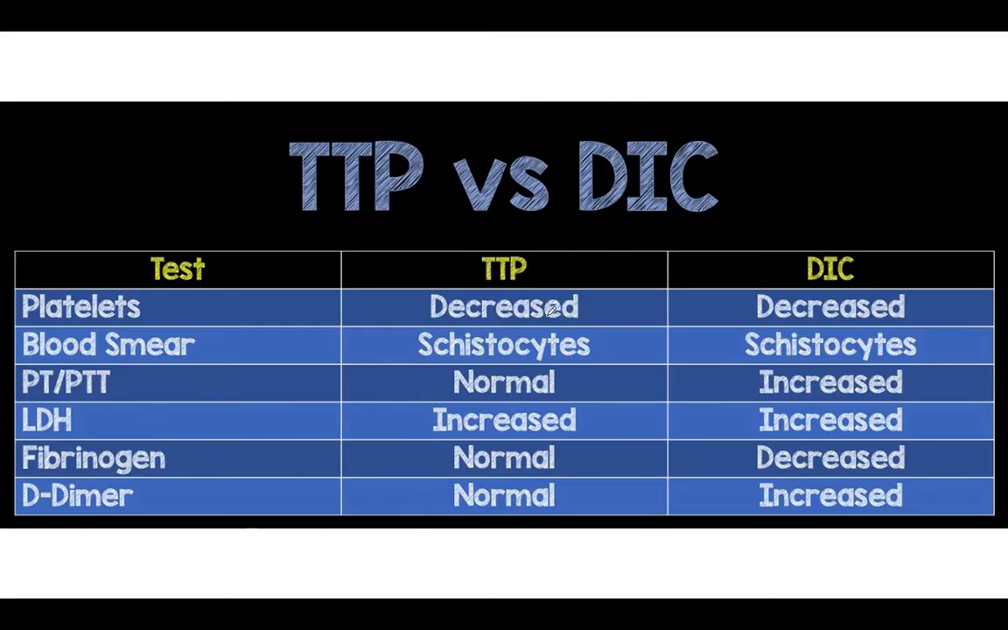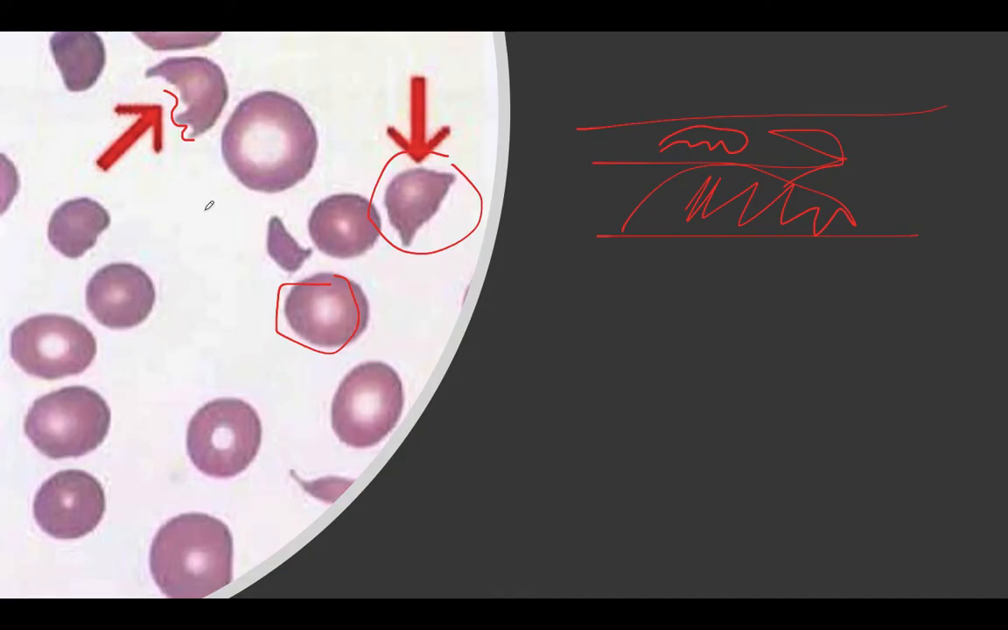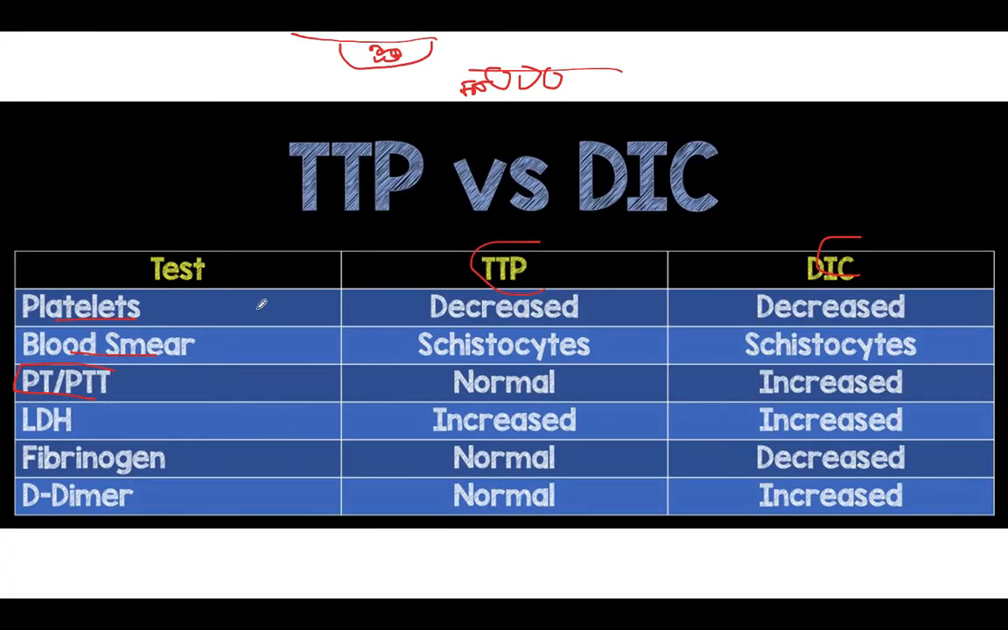Okay, this is just a comparison between the TTP and DIC. You can see the platelets, both of them are decreased, okay, and the blood smear is the same. But the PTT, now remember that DIC will consume the coagulation factors, but in TTP, because it's sticking in the von Willebrand factor, they will not consume any coagulation factor because there is no activation also, okay. So just keep this in your mind, because if they give you this picture in the exam, from the history you can understand whether it is TTP or DIC.